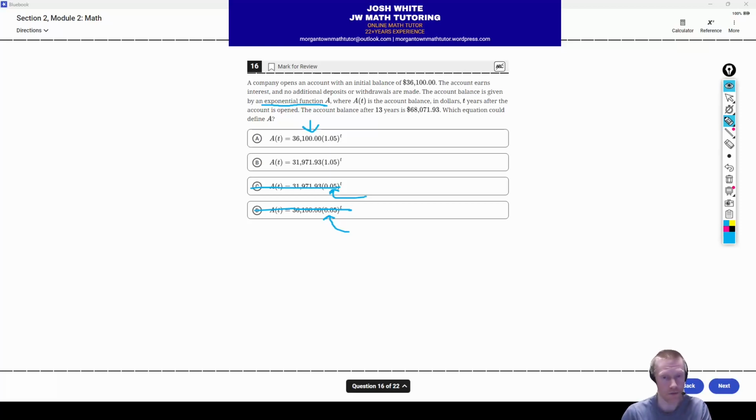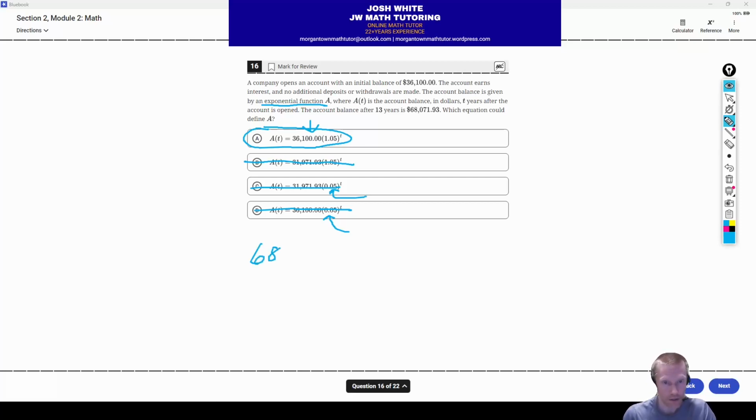In other words, B has in front the amount that the balance increased by. So this one is wrong also. So by process of elimination, it has to be A. Now, just to show you how that actually works out, how you could confirm that.